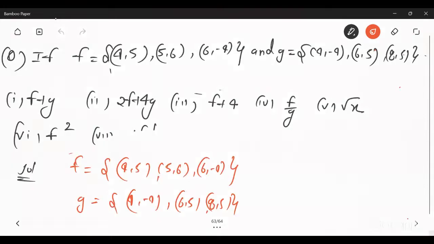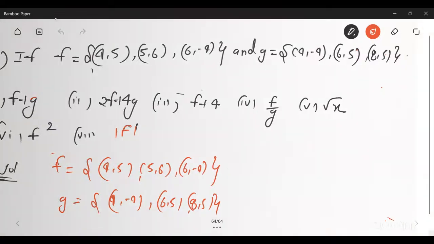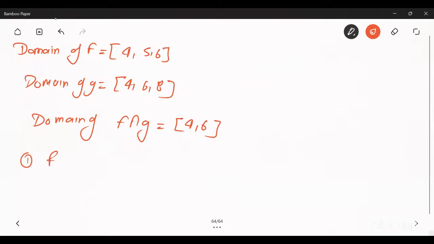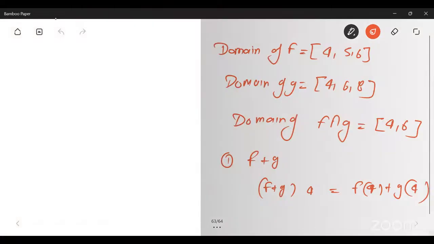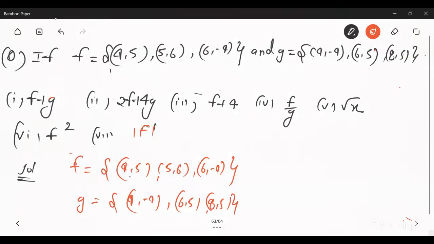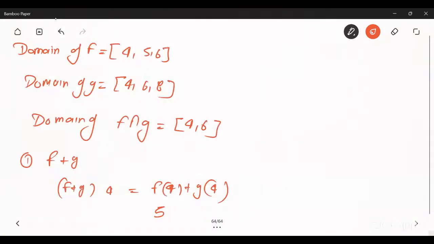Now the first part is we have to find f plus g, and the last one is mod f. So first is f plus g. Because there are only two terms, f plus g of 4 is f of 4 plus g of 4. So what is f of 4? If we put 4, we will get 5. And g of 4 is minus 4. So 5 minus 4 is equal to 1.